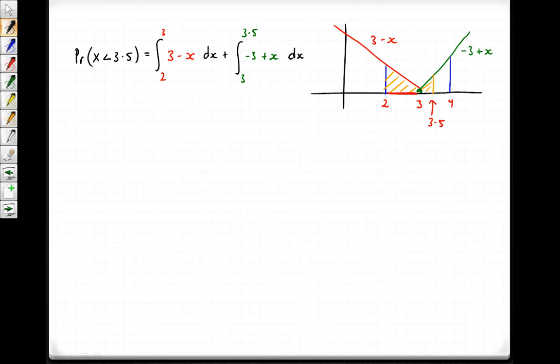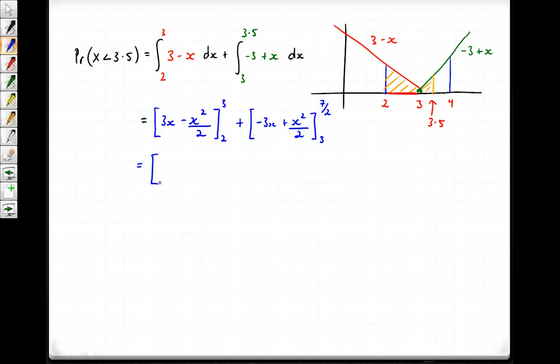So this is going to be a lot less fun than our regular, simple geometric approach, but we can do it. So this is just going to be equal to, I'll do it in blue, the integral, so this guy becomes 3x minus x squared on 2, add 1 to the power, divide by the new power, and evaluate that between 2 and 3. Then we're going to add on to that minus 3x plus x squared on 2. And we're going to evaluate that between 3 and 3.5, which is the same as 7 divided by 2.